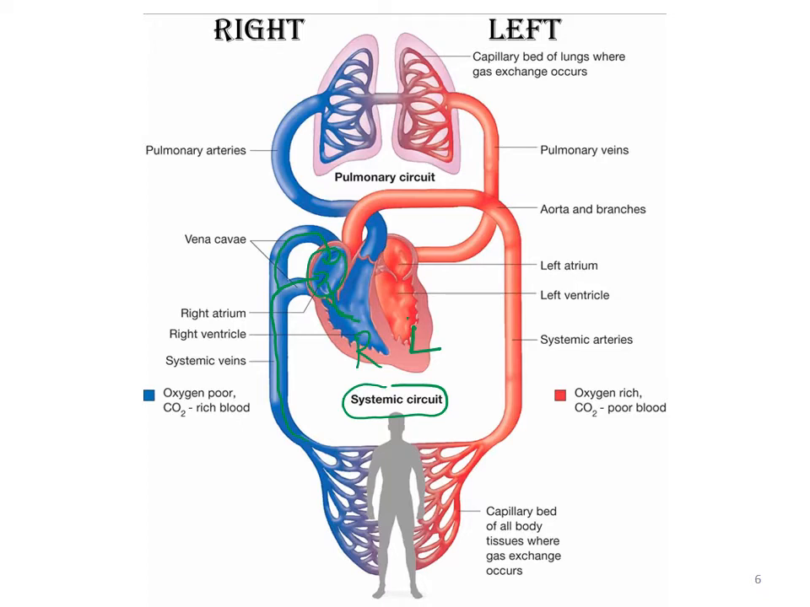It's going to travel into the right ventricle, out of the right ventricle. It's going to go to the lungs. Blue means deoxygenated blood. So this deoxygenated blood is going to have lots of carbon dioxide. It's going to drop off its carbon dioxide in the lung. It's going to pick up some oxygen.